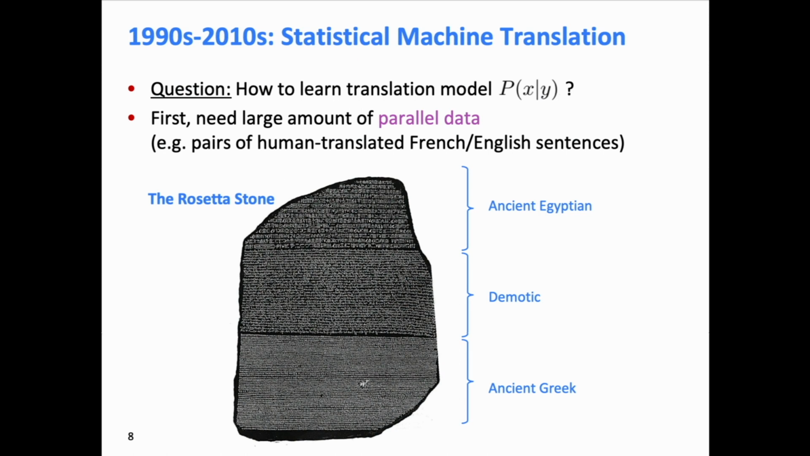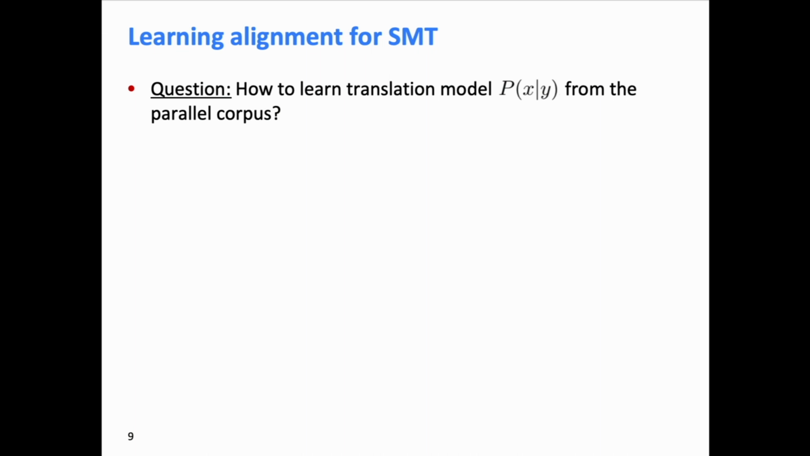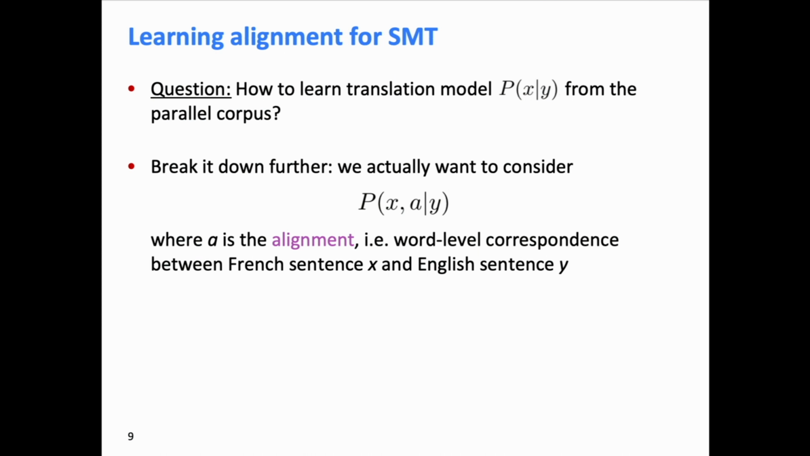So the idea is that you get your parallel data. Obviously, you need a larger amount than is on the stone, and hopefully it shouldn't be written on a stone either. But you can use this to learn your statistical machine translation model. So the idea is that you're trying to learn this conditional probability distribution of X given Y. So what we do is we actually break this down even further. We actually want to consider the probability of X and A given Y, where A is the alignment. So the idea of alignment is how the words in the English sentence and the French sentence correspond to each other. So I'm going to demonstrate this by an example.